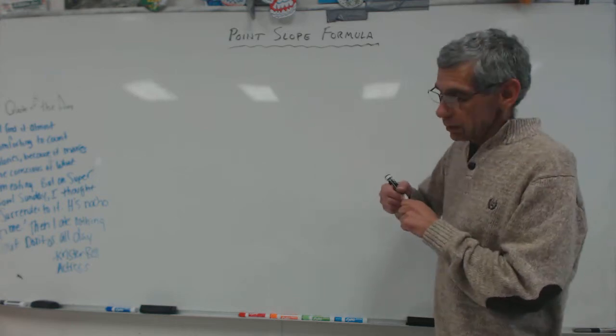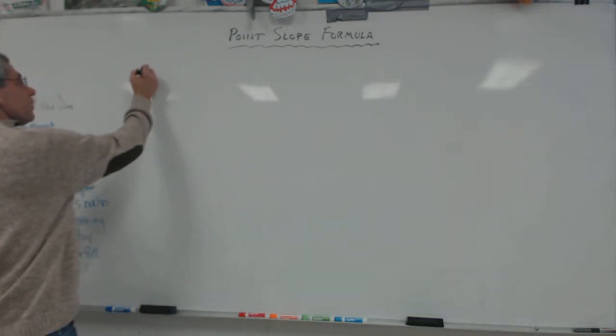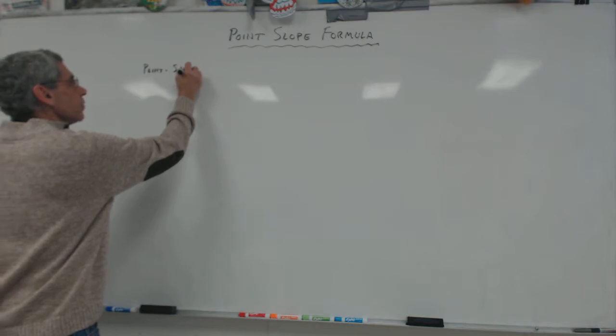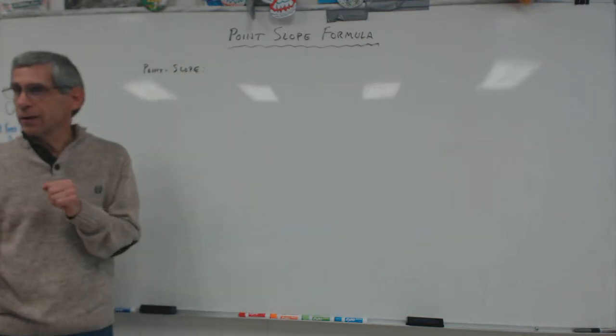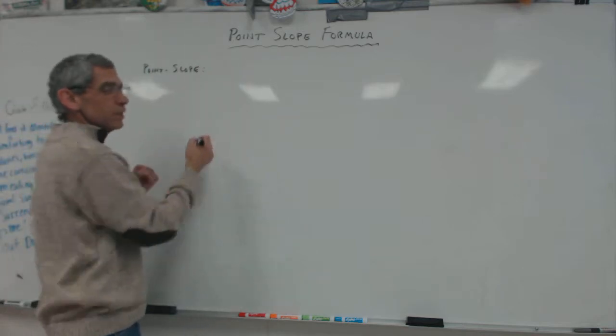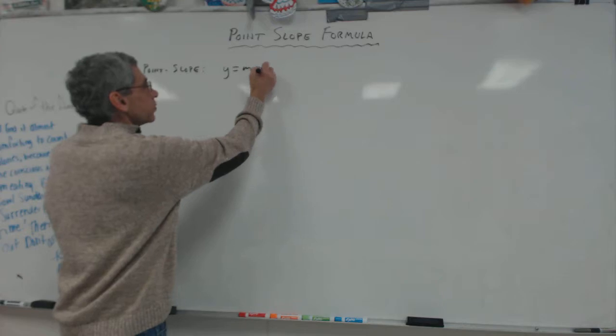Okay. So there are three useful ways to write equations. We know one of them. One is called the point slope form, and everybody knows that, right? Which is what? Y equals mx plus b.